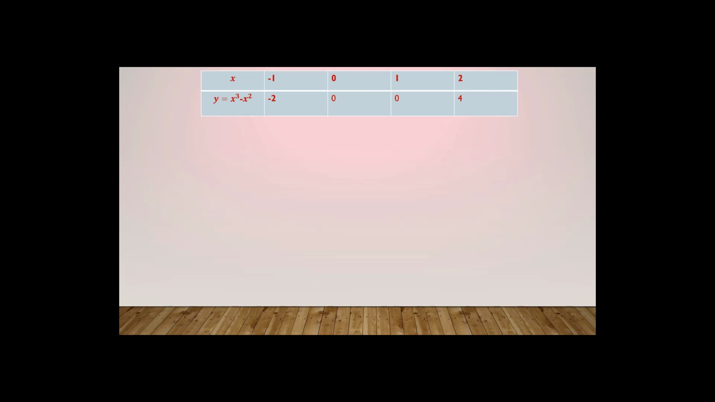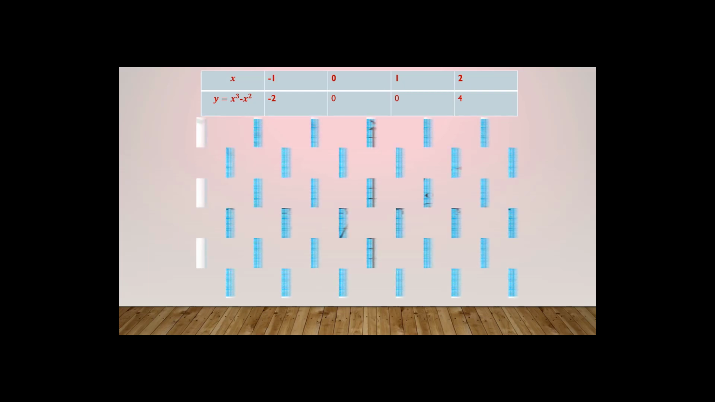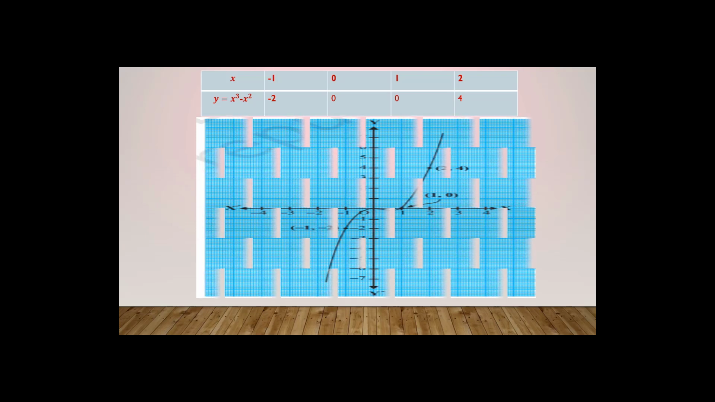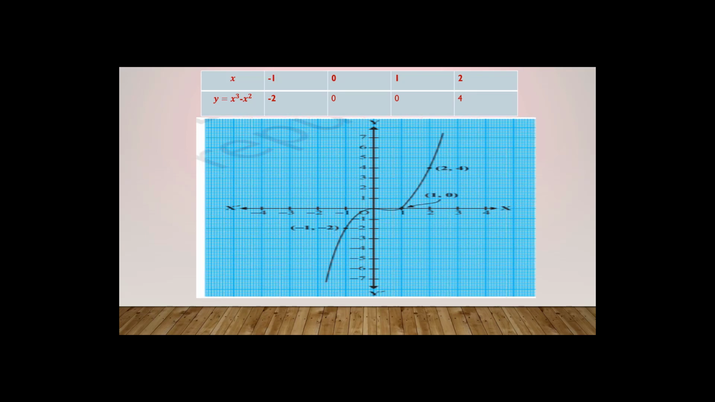I have taken another polynomial, y equals x cubed minus x squared. In the first row, I have taken 4 random values of x. In the second row, I have substituted those values of x to obtain the respective values of y, thereby obtaining 4 values of y. Now I'll plot these 4 points on the graph. See, all the 4 points are visible on the graph.